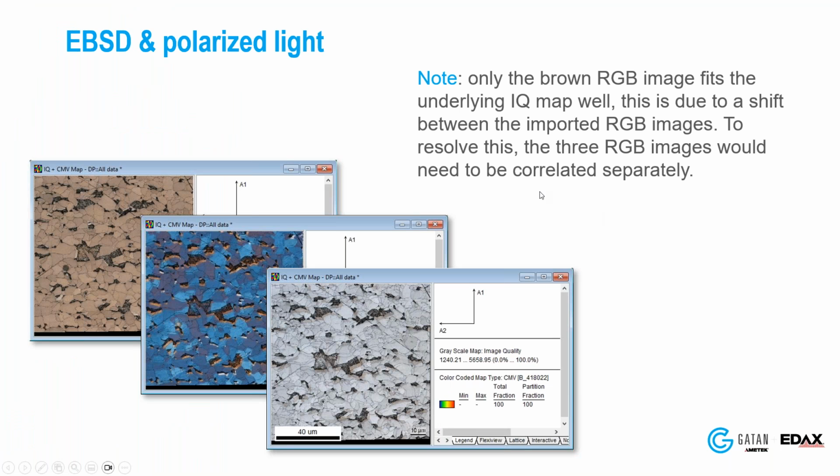What I found in this case is that I thought all 3 were the same, but you'll notice that the brown one fit quite well. That's the one I used for the correlation, but the others did not. So if I'm going to do this correctly, then I have to do all 3 images individually and bring them in separately. There's not a one-to-one correlation between those 3 images. But you can see then OIM is capable of showing this color map on top of whatever kind of map you want to make, whether that be image quality, confidence index, or some other type of map. So you can do that.